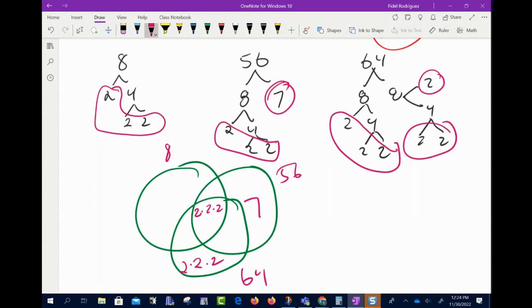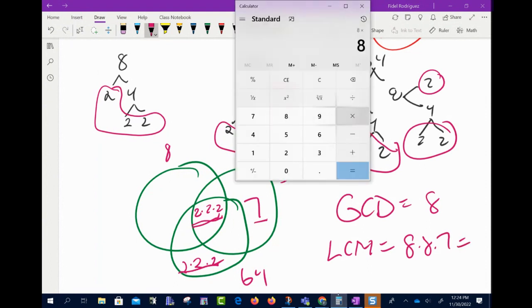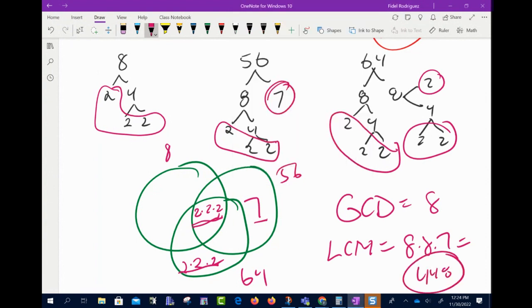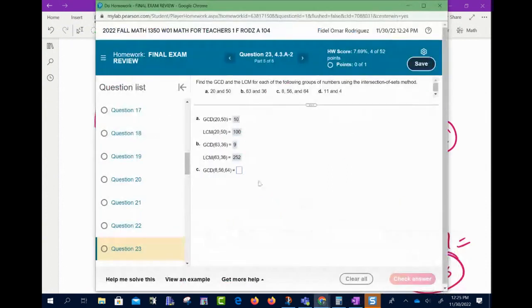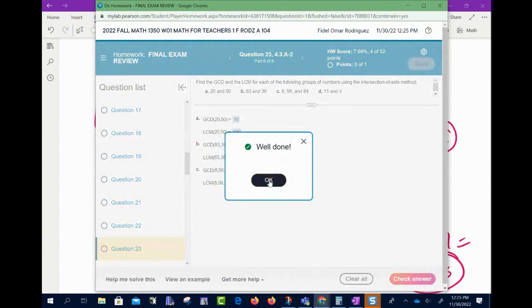Okay. And now what we're going to do is look for what they have in common. The 3 2s make 8, so the GCD is going to be 8. The least common multiple is going to be all the numbers together. Well, I already know that's 8, and that's got to be 8 too, and that's 7. So 8 and 8 and 7 is, I don't know, but we'll find out, 448. So my greatest common divisor is 8, and my least common multiple is 448, I'm sorry. Boom, there we go.